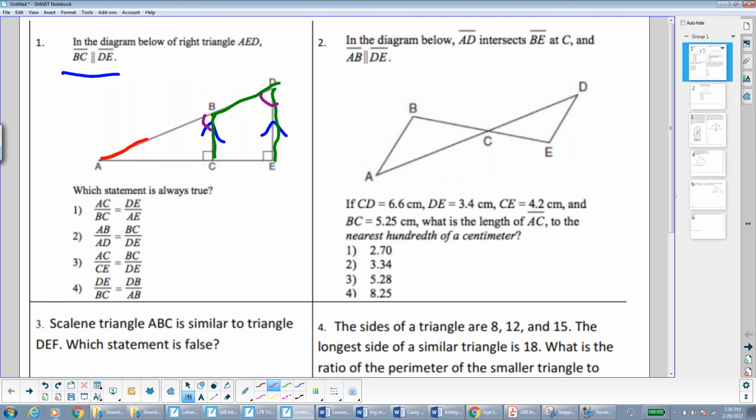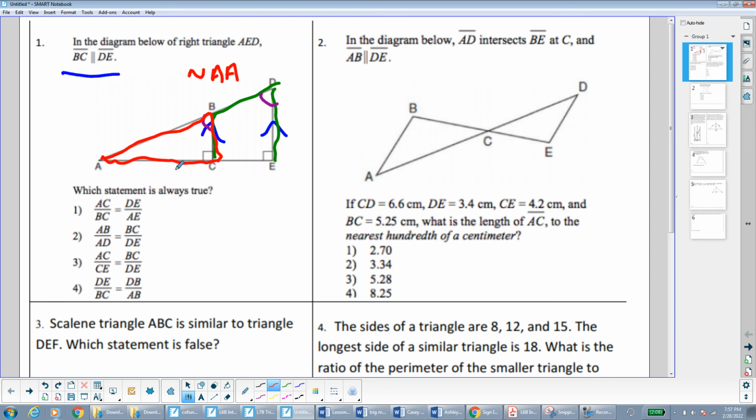So now that we know corresponding angles are congruent, we have two pairs of congruent angles in the two triangles. In the small triangle, I'll highlight it in red, and in big triangle ADE, we have the right angle in the small triangle, the right angle in the big triangle. We have this corresponding angle in the small triangle, this corresponding angle in the large triangle. So we have that the two triangles are similar by AA. Once triangles are similar, we know that their corresponding sides are proportional. And that allows us to set up a proportion, putting corresponding parts together.